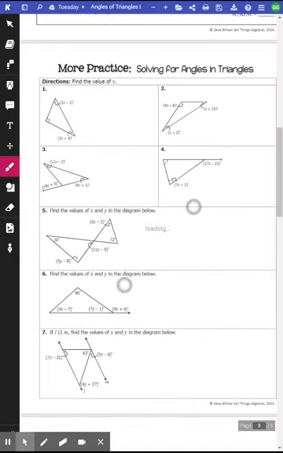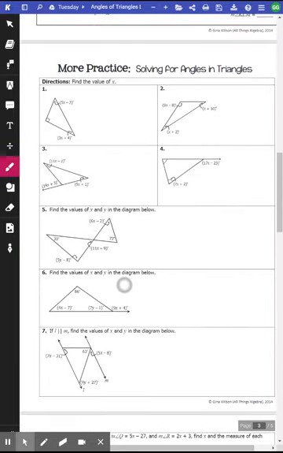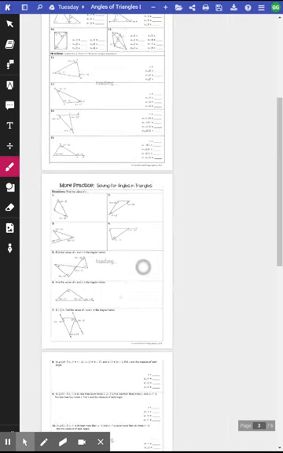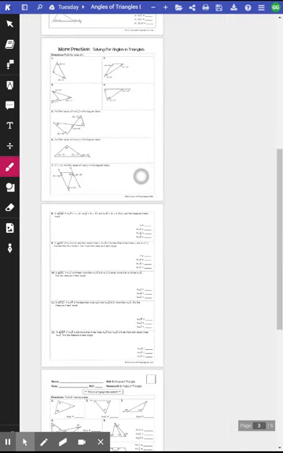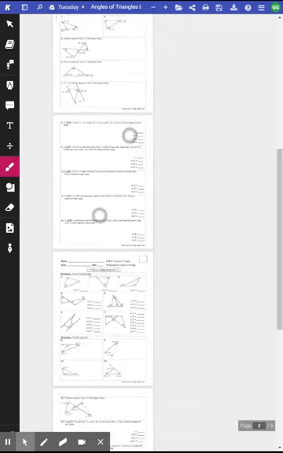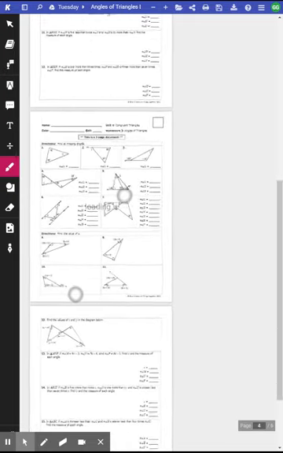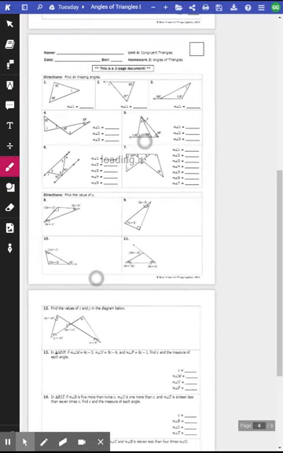We just have more practice. It's up to you. We'll go over these in class. A lot more practice. Actually, I may just give you this as an extra assignment. Then we move on to your assignment.